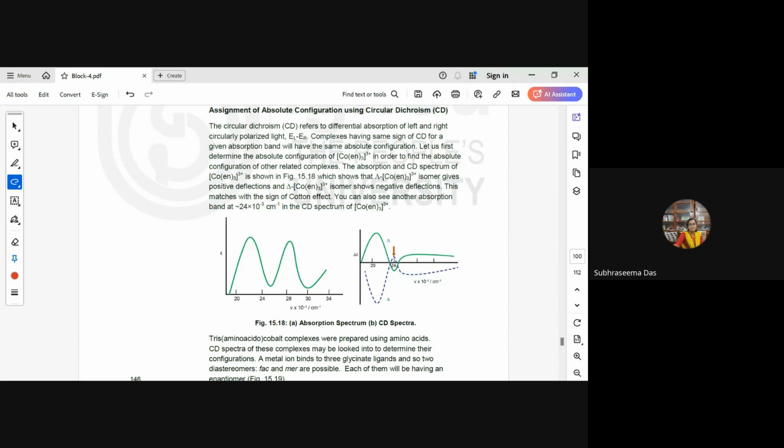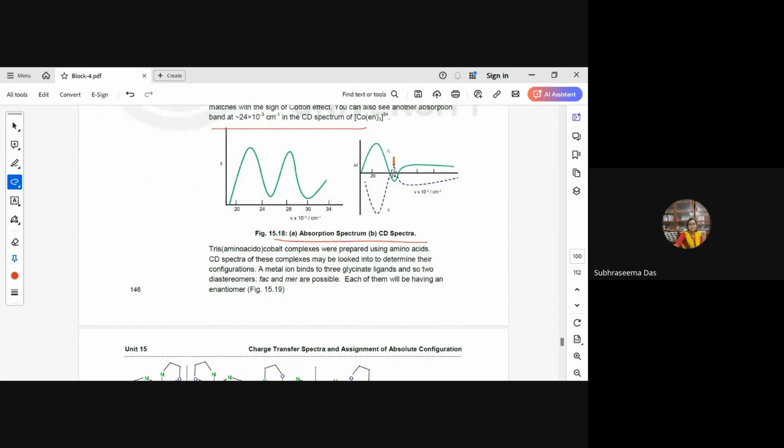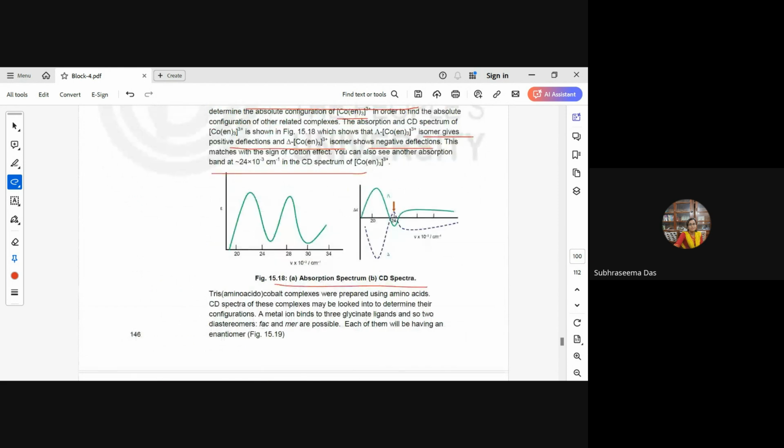So here, CD complexes that have the same sign of CD will have the same absolute configuration. First, let us consider this example, the absorption and CD spectra, shown in figure 8, particularly for this complex. Here the delta isomer gives a positive deflection, and the lambda isomer shows the negative deflection. These observations match with what we have seen in the reported data.